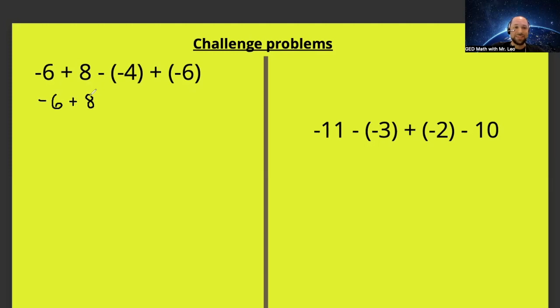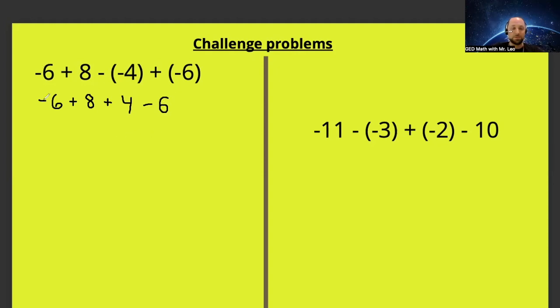Up next, we have negative 4, or subtract negative 4. Either way, I see two minus signs. Those are going to cancel out and become a plus sign. This becomes plus 4. This next one is plus minus 6. Remember, if you love to hate, you're a hater. A positive and a negative is a negative. So we simplify that just right here.